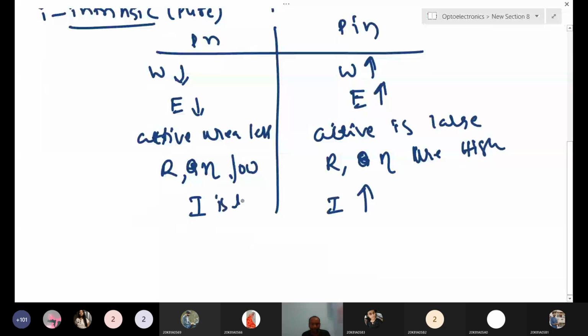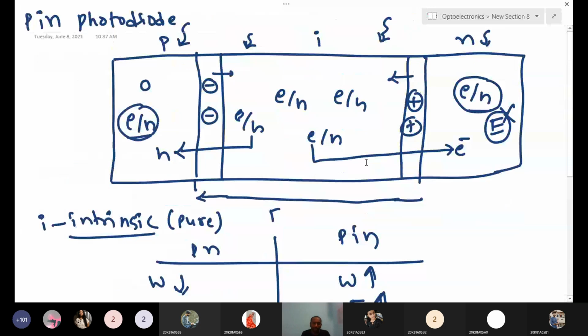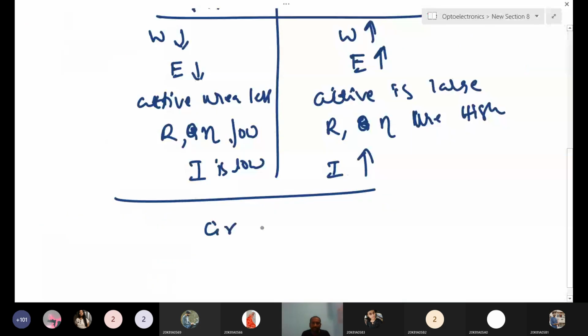These are the advantages of inserting an I layer between the P and N layers. We can increase the depletion width, that is the active area. If the active area is increasing, more current will be generated, which will be separated by the increased electric field. After separation, the recombination loss is reduced and the current is increased. If current is increasing, responsivity and quantum efficiency increase. These are the advantages of using the PIN photodiode. Also, the circuit diagram and IV characteristics are the same.